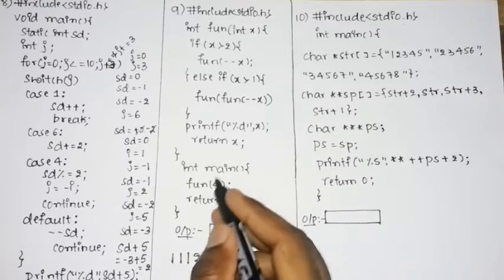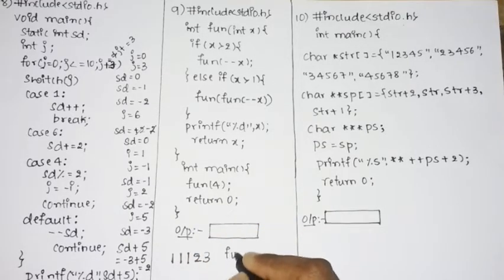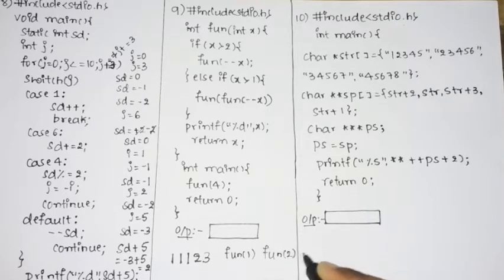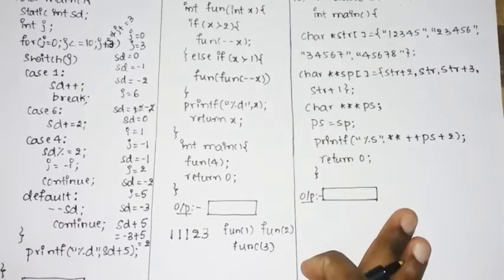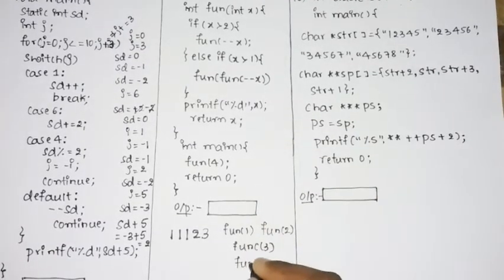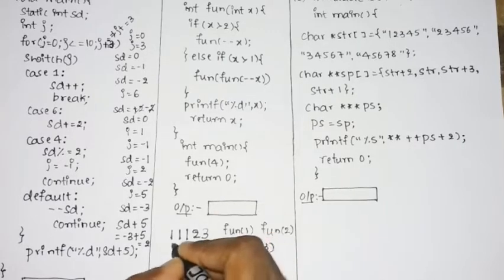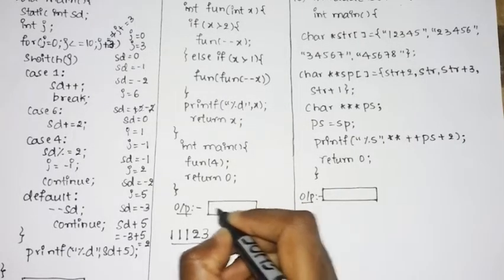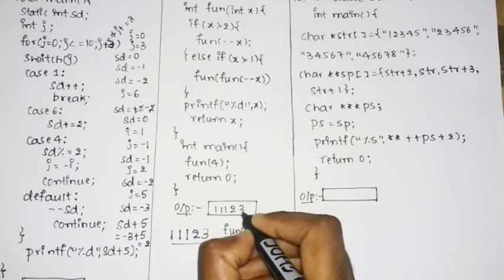So whenever there is a function of 4, it calls function of 1, function of 2, and similarly function of 3 as well as function of 4, because it is a recursion function. Since it is a recursion function, it calls 4 times. So the output of this is 1 1 1 1 2 3.